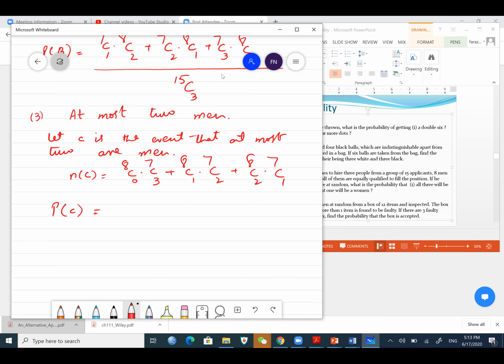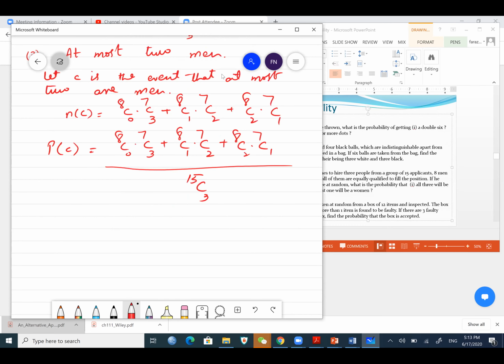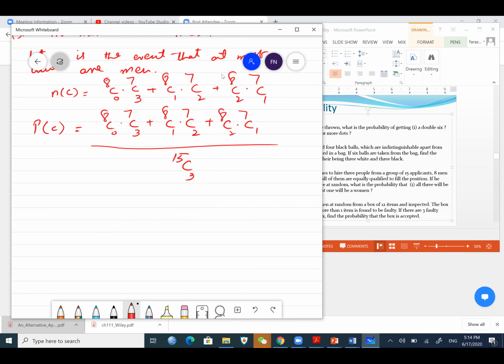So its probability is 8C0 times 7C3, plus 8C1 times 7C2, plus 8C2 times 7C1, over 15C3. Is that clear? Yes.